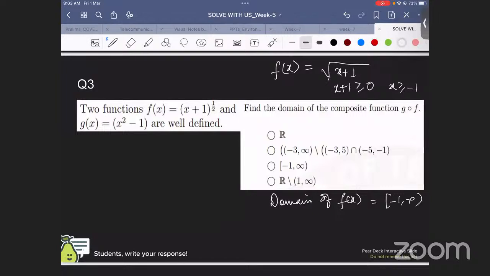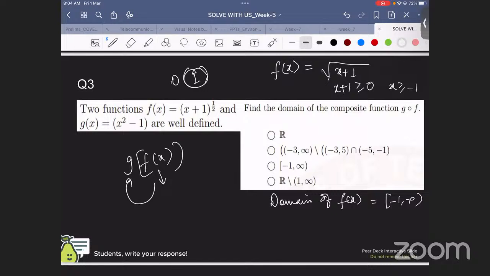Correct? Now, for this function, what should be the range? Because now you have to take care of g of f(x). Whenever you are taking care of outer and inner functions, you will be putting the range of the inner function into the outer function. So first take care of the range: what values can it give you as f(x), that you will be putting in g(x)? Correct or not? Yes, sir.